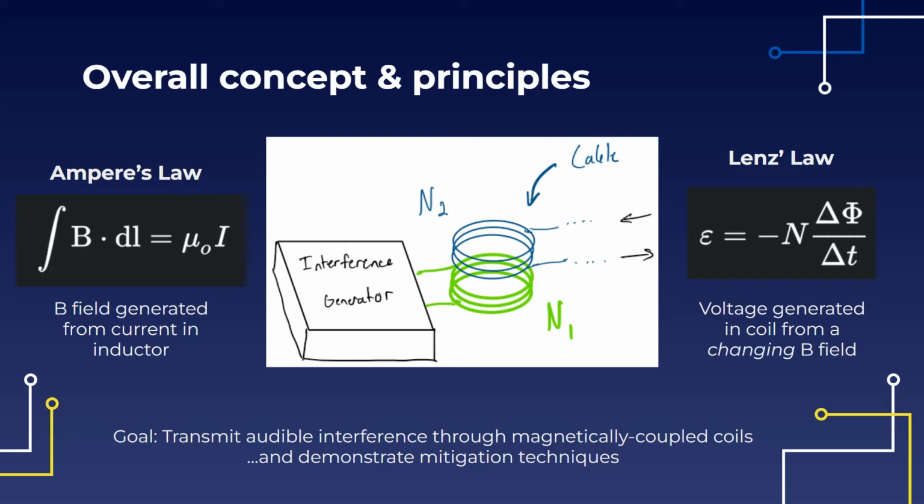We can induce a voltage across a coiled cable, which is denoted as N2, by exposing it to a time-varying B field. We can also generate this B field by inducing a current across an inductor, denoted as N1, in our interference generator. A static B field will not generate a voltage across a wire. Rather, we must use an alternating B field.